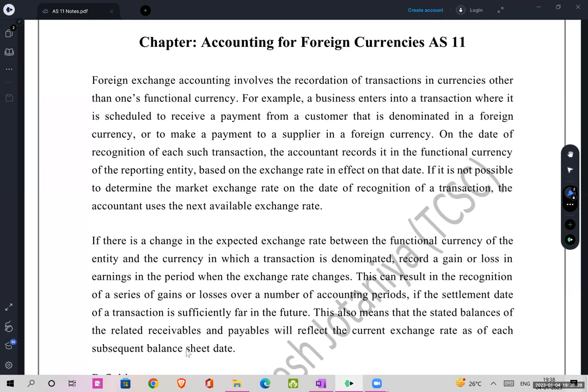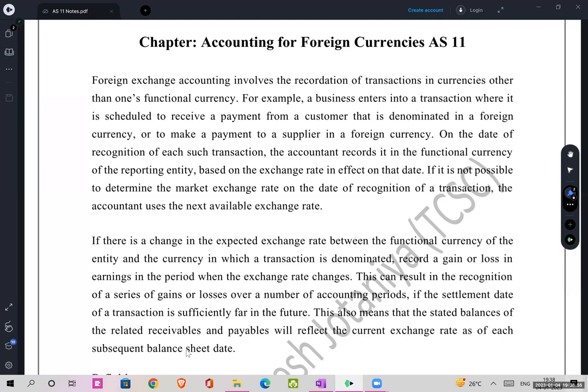Similarly, if I am importing anything from another country, I am purchasing, so I will have to make payment. When I am making payment, that payment will be recorded in Indian rupees. On the date of recognition of each such transaction, the accountant records it in the functional currency of the reporting entity based on the exchange rate in effect on that date.